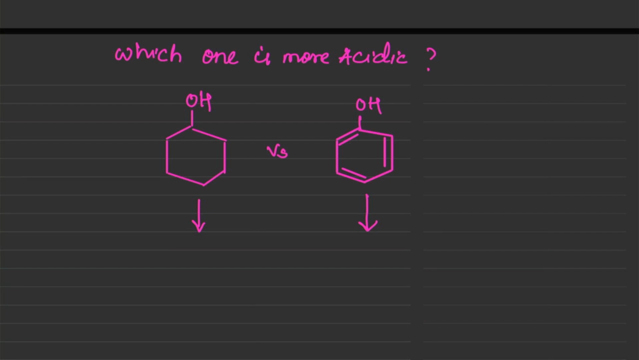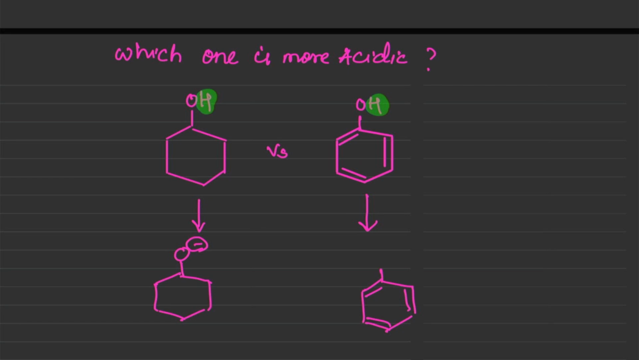So we have cyclohexanol on the left side. This is our acidic proton right here, and in phenol there is also an acidic proton. So let's look at the structure that's going to come out once the acidic proton is gone. You can create a negative charge on oxygen right there. You can also create the negative charge over here.